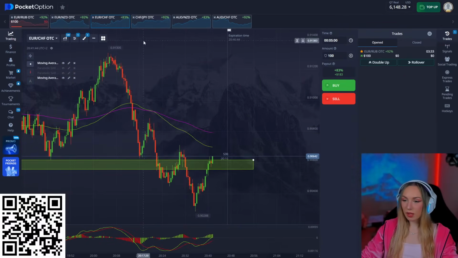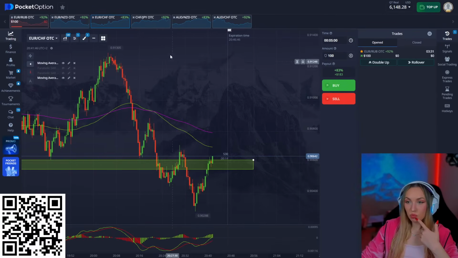AUD CHF looks like it's in the downward trend.